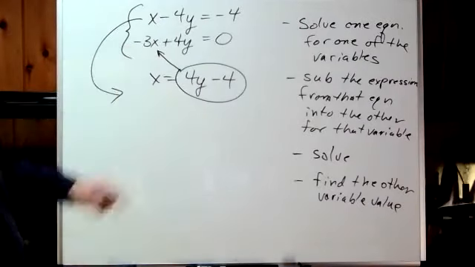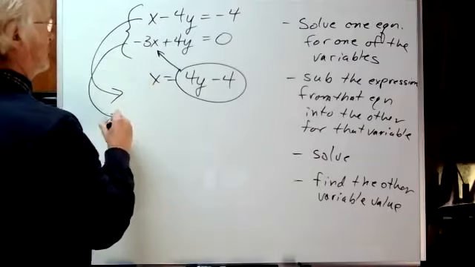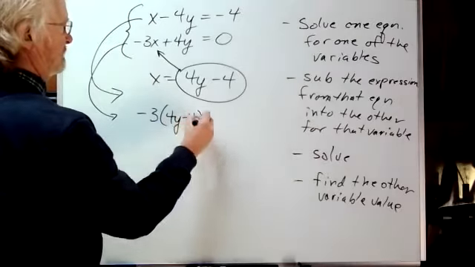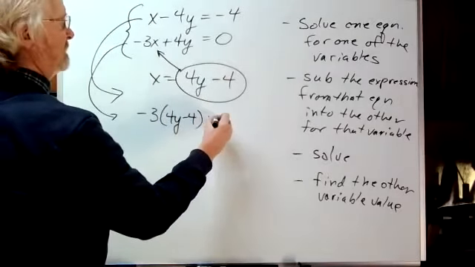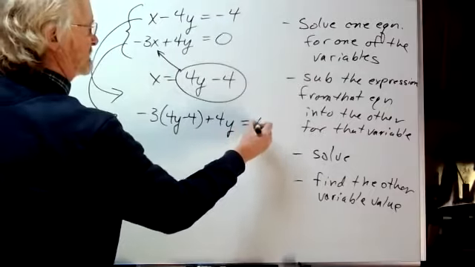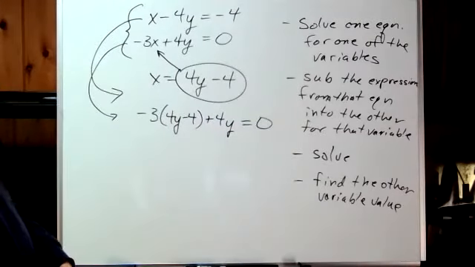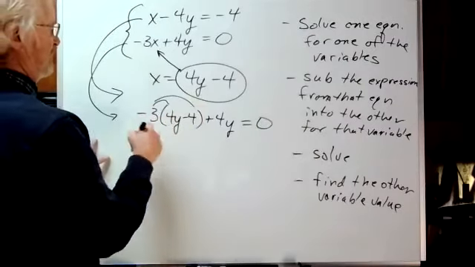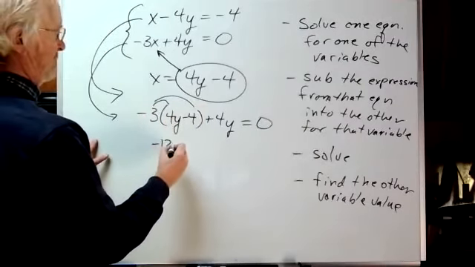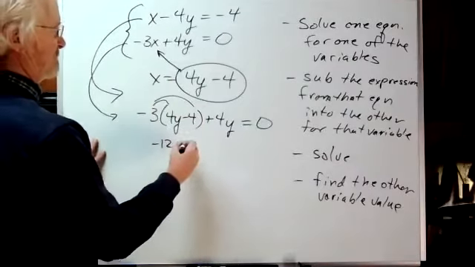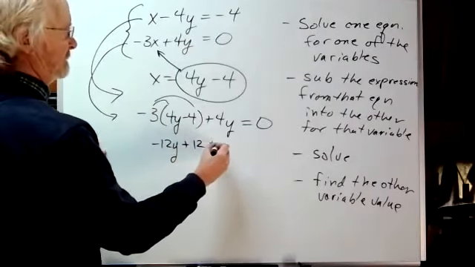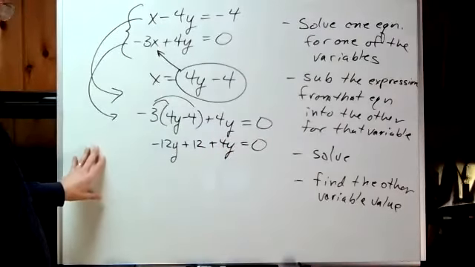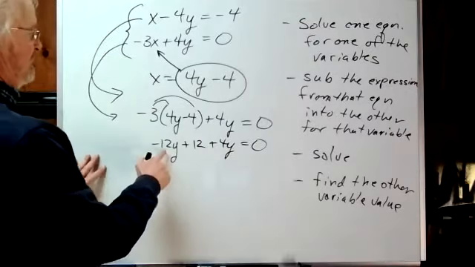Now, -3 times all of that. So here goes. -3 parentheses, 4y minus 4. And don't forget the rest of that equation. 4y equals 0. Okay? Distribute negatives. -12y. Negative times negative is +12, plus the next 4y. That example might have been all about the negative sign, just to be careful, practice that.